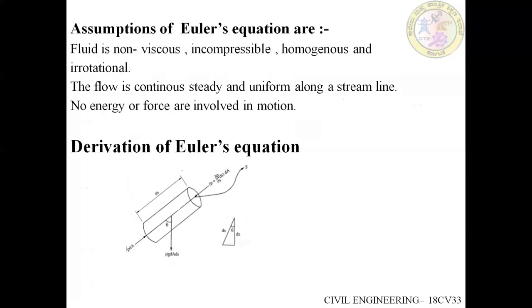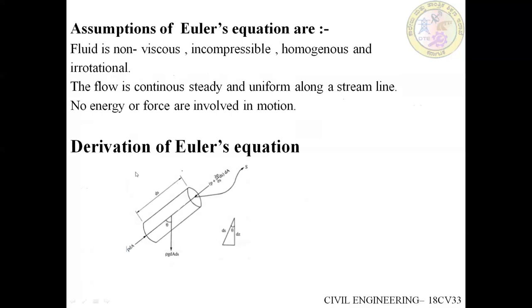Let us see what assumptions are made while deriving the Euler's equation. There are three assumptions. One is the fluid is non-viscous, homogeneous, incompressible, and irrotational. Talking about the fluid flow, it should be a steady flow, uniform flow along a streamline, and no external energy or external force is involved in this motion. These are the assumptions adopted while deriving the Euler's equation of motion.